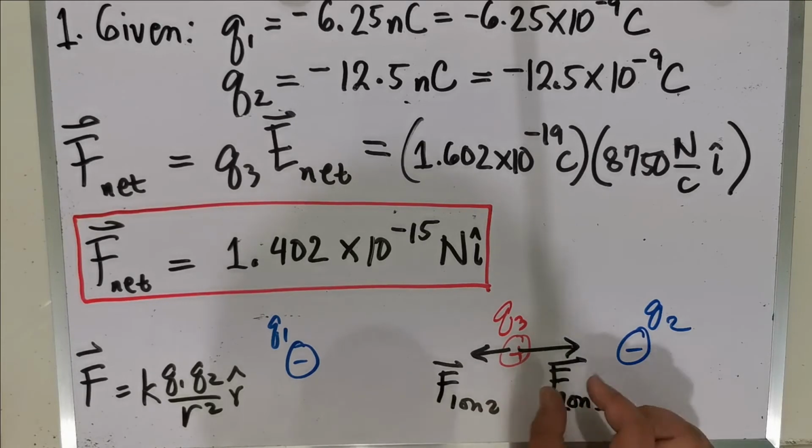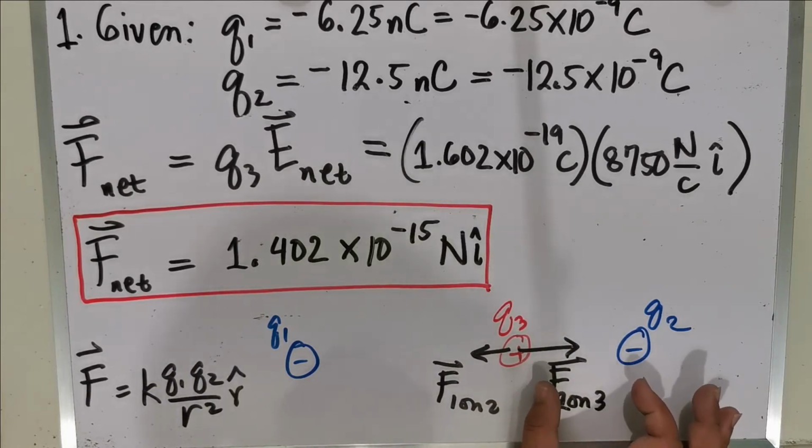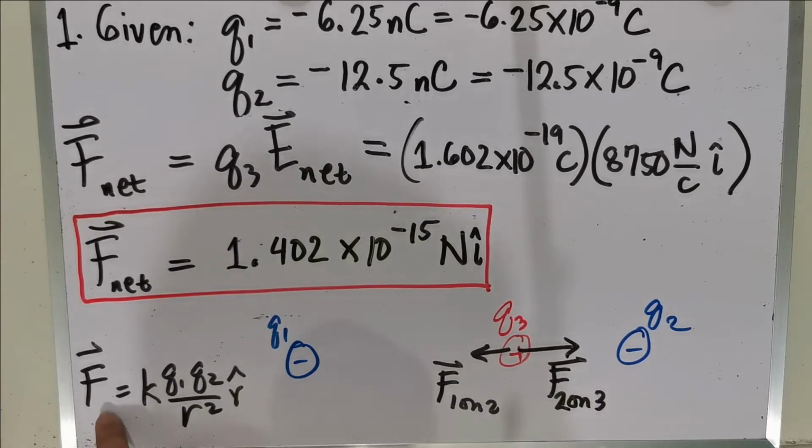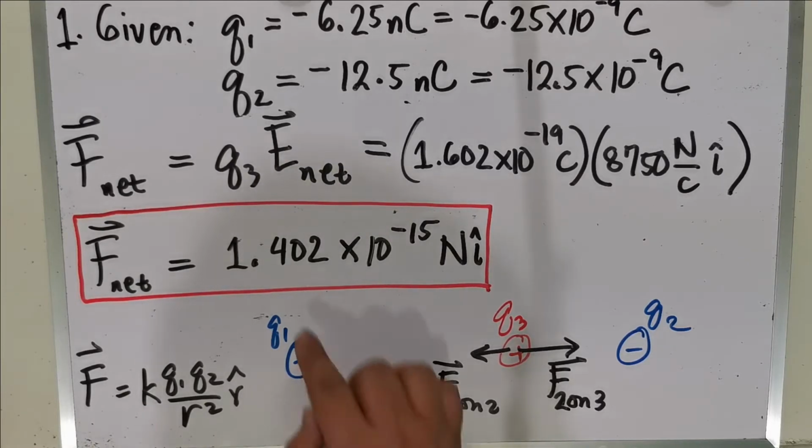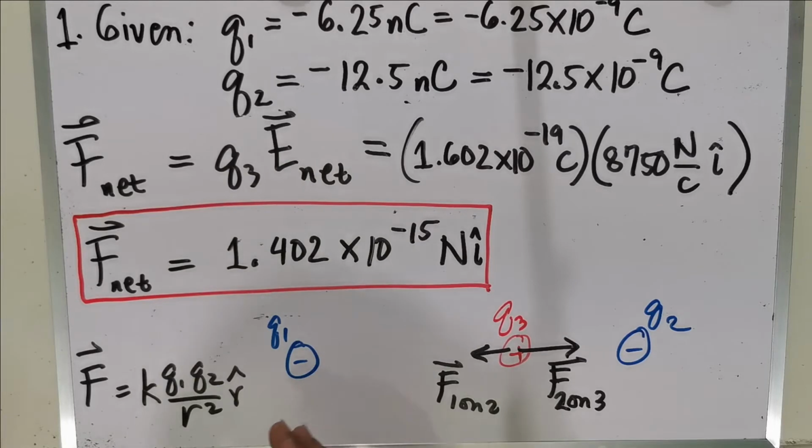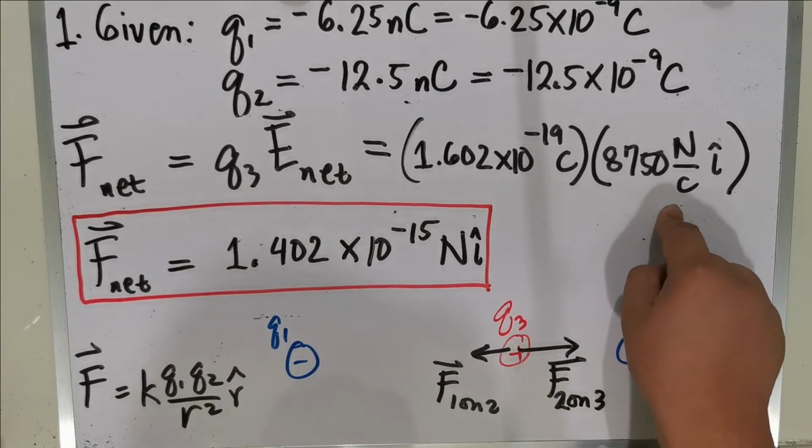And then on the other hand, since their distance is smaller, meaning your electric force will also increase because your electric force is inversely proportional to R squared. So that is why the net electric force is also towards the right. So the direction is the same as your electric field.